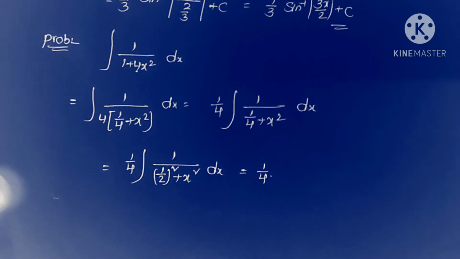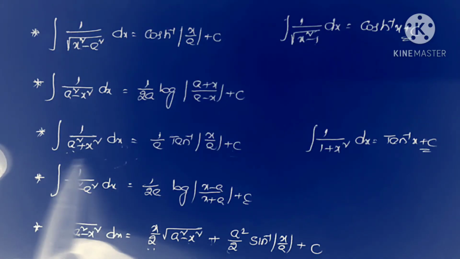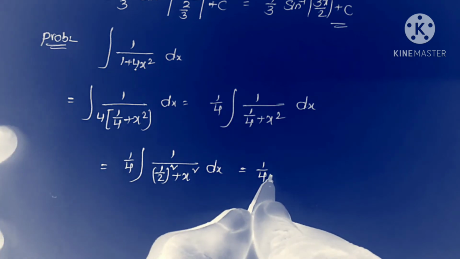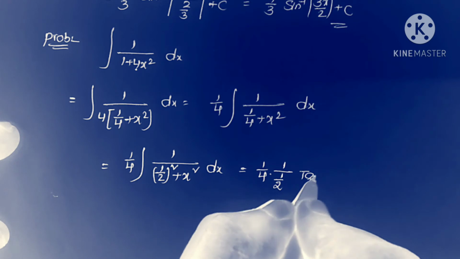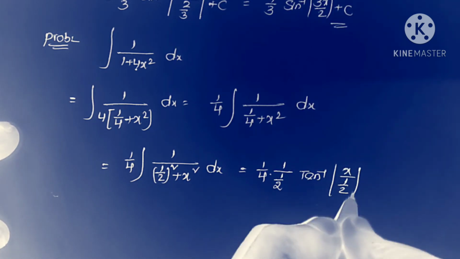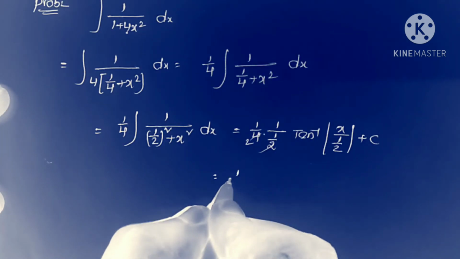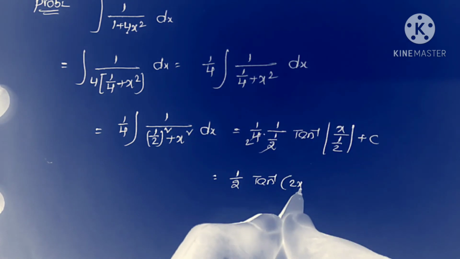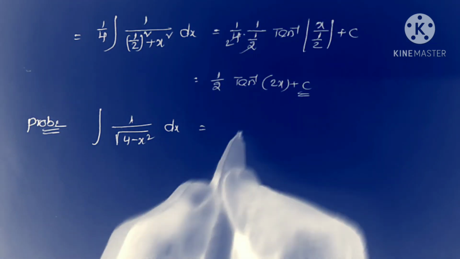Now this is equal to 1 by 4 into, which is in the form of 1 by a square plus x square. That is 1 by a tan inverse x by a. So 1 by a, where a is 1 by 2, into tan inverse of x by a, where a is 1 by 2, plus c. Now it is cancelled by 2 times. So the answer is 1 by 2 into tan inverse of x by 1 by 2, that is 2x, plus c. That's all.